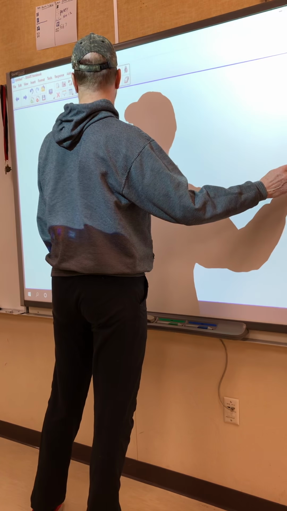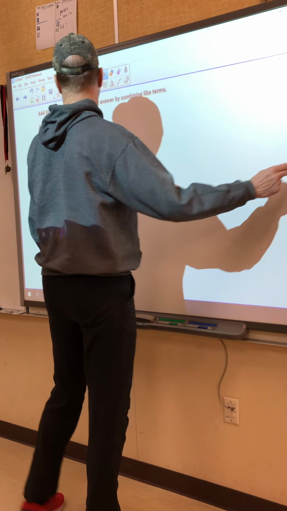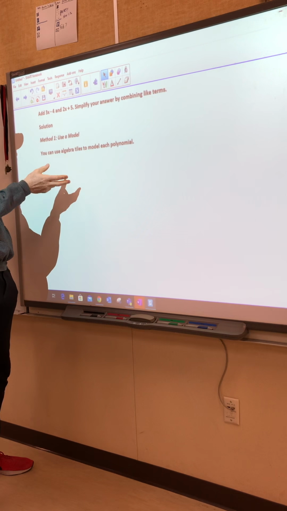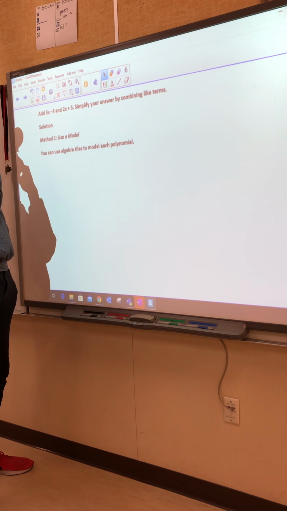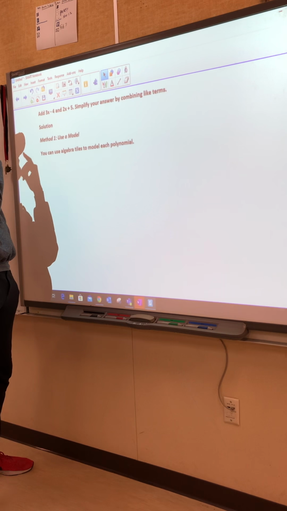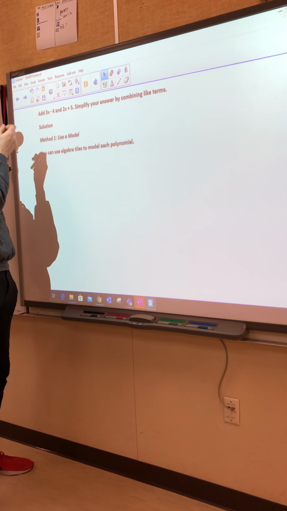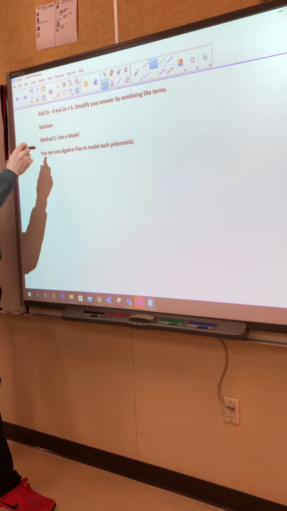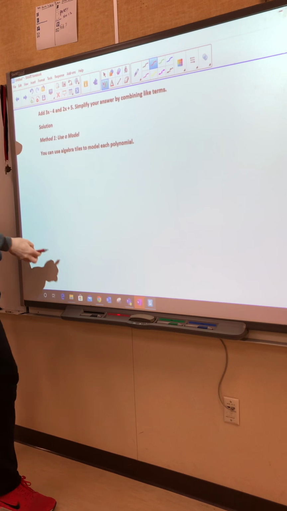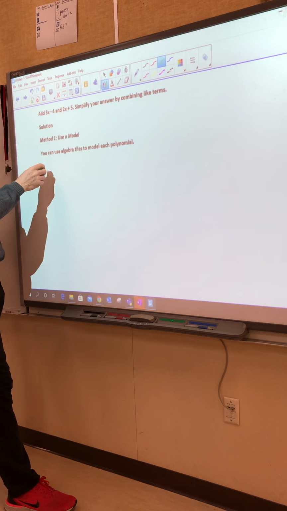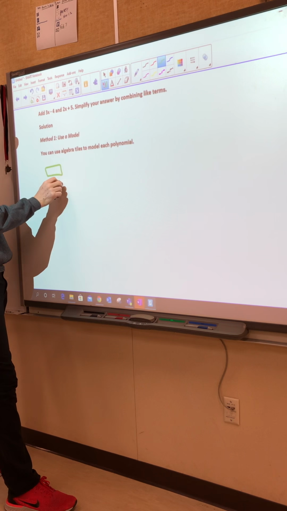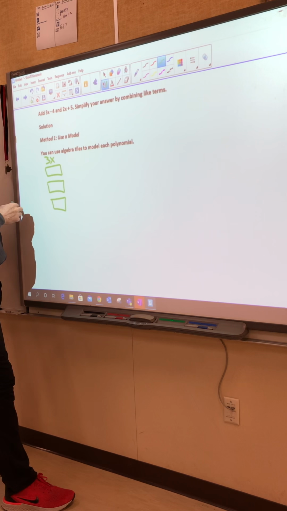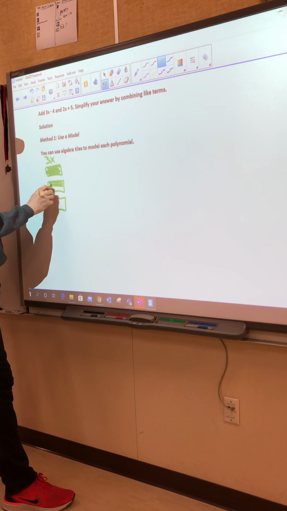So, here's where you can go ahead and do this. And you can use algebra tiles too. So, add 3x minus 4 and 2x plus 5. Simplify your answer by combining like terms. We can use a model. Use algebra tiles, okay. 3x minus 4 and 2x plus 5. You guys were using green ones earlier, weren't you? So we have 3x. So this is 3x. It's positive. So they're colored.